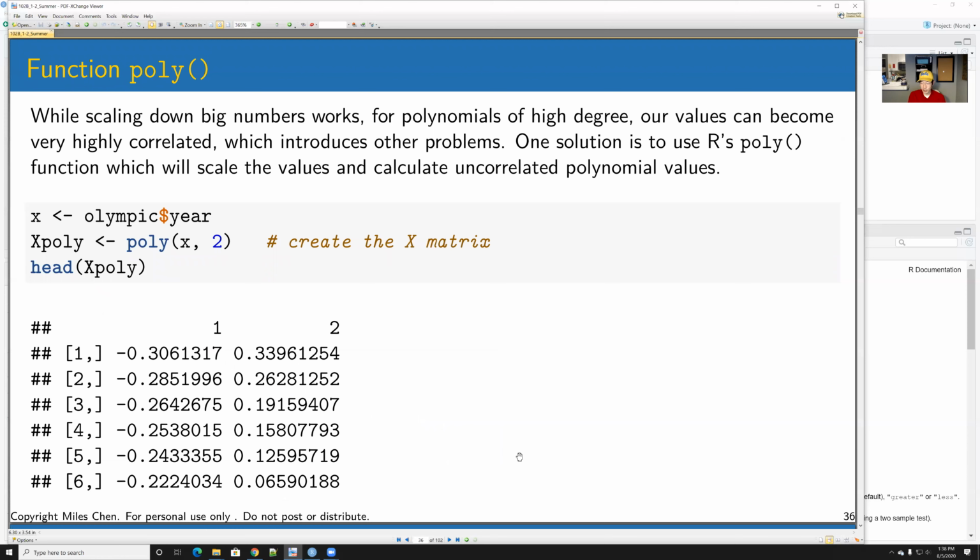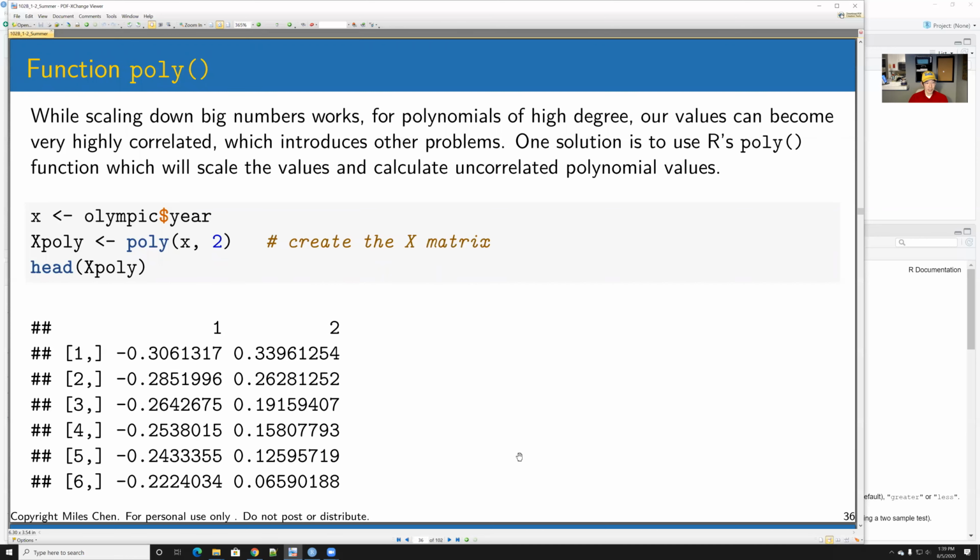Okay, there's a function in R called poly. It is useful in creating polynomial relationships of higher order. One issue that happens is that when you do things like x squared, x cubed, and x to the fourth, if you just take the raw numbers and raise them to the powers, all of those numbers are going to become highly correlated. In all of those cases, as x gets bigger, the other numbers get bigger too. And we know high correlation creates problems in linear models.